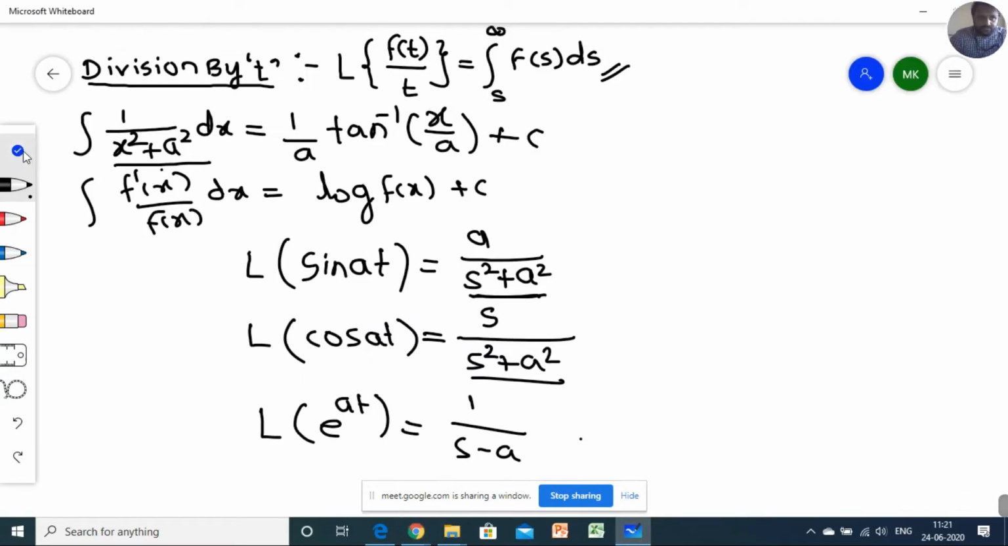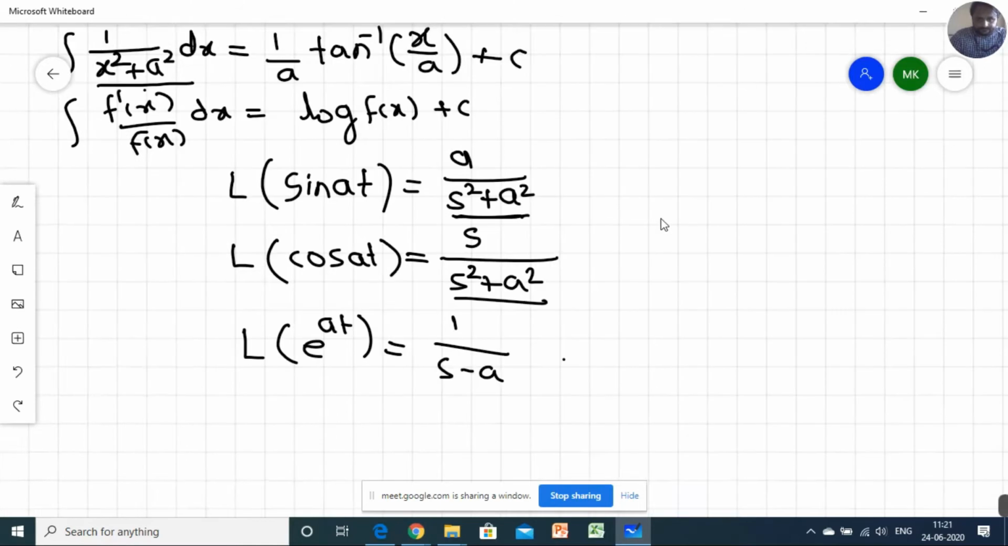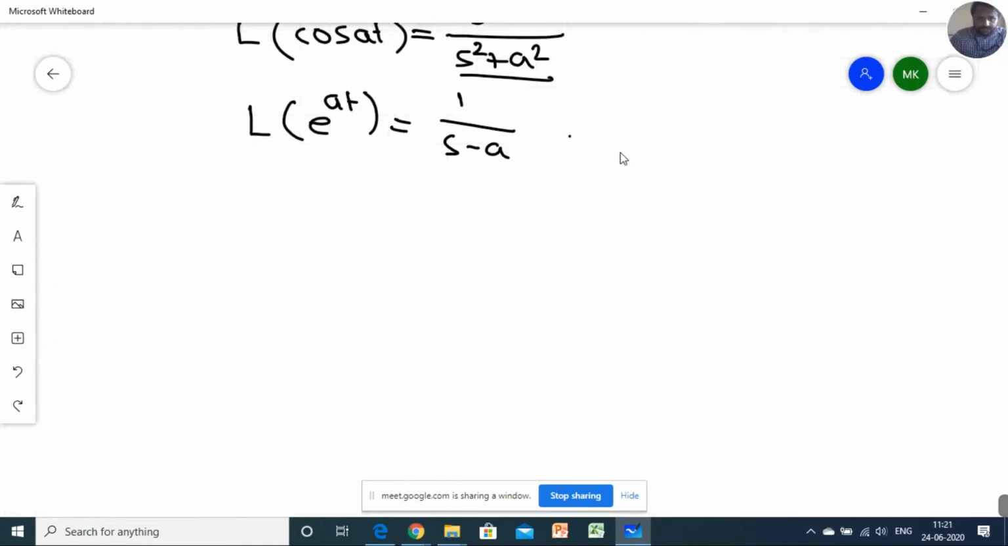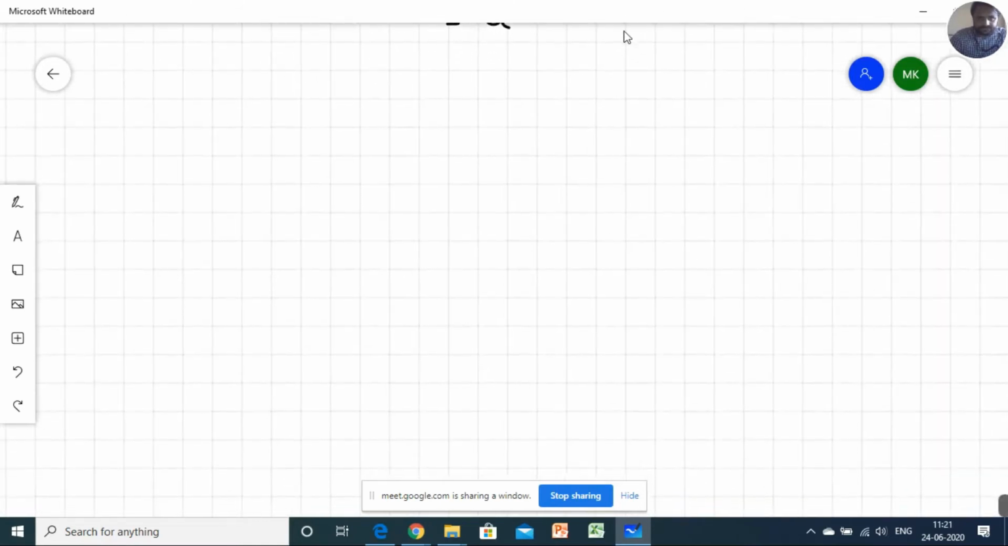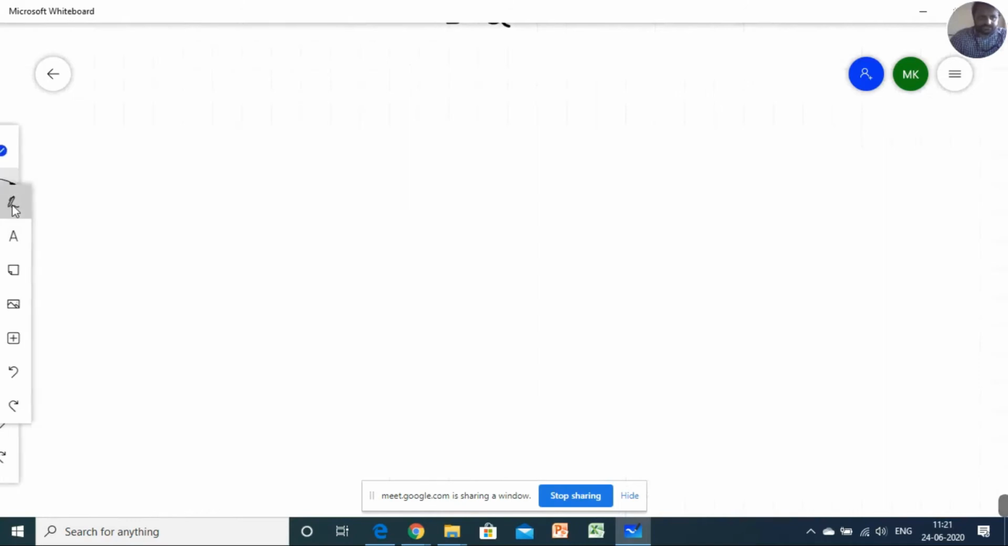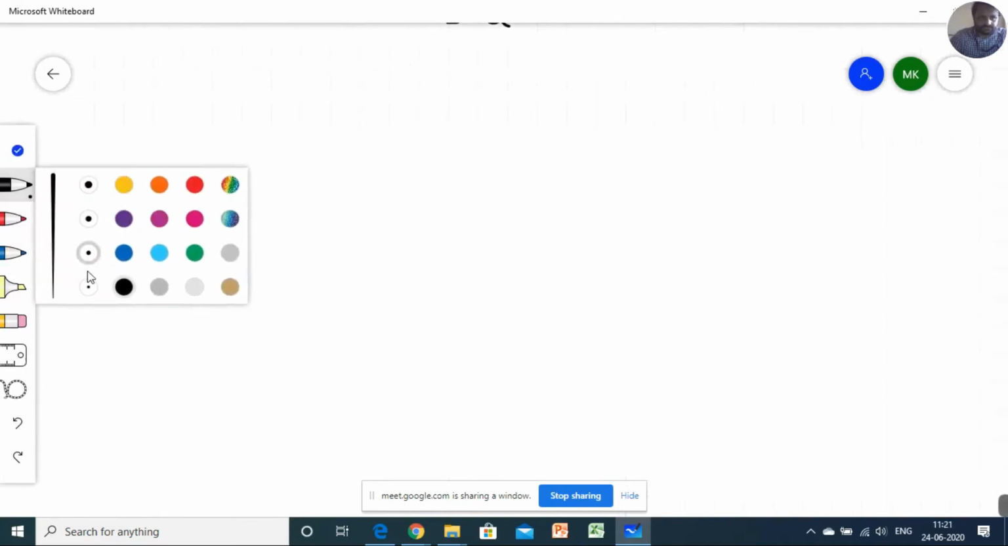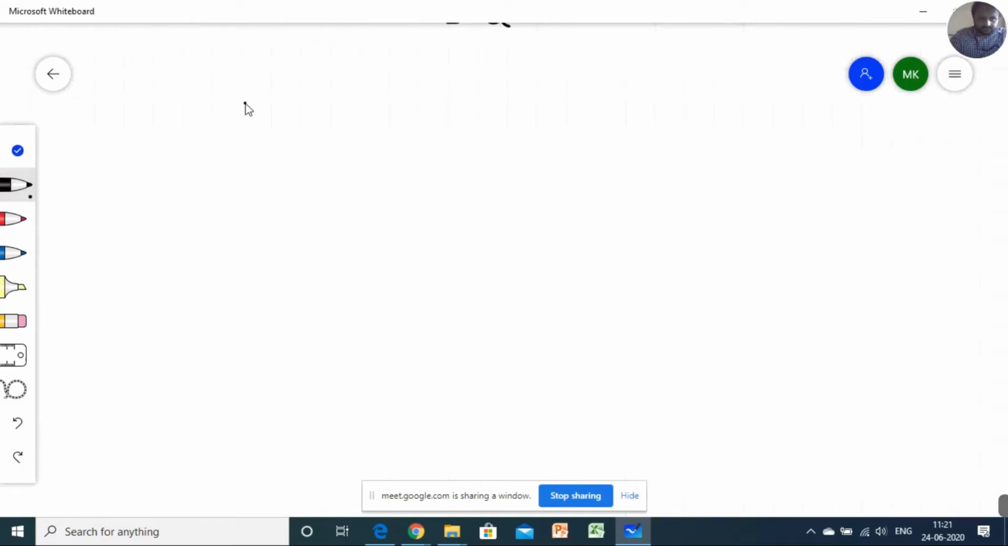Okay, now I'm going to define a few more terms here. Always remember, log of infinity is clearly mentioned as 0. Please remember this thing: log of infinity is equal to 0.